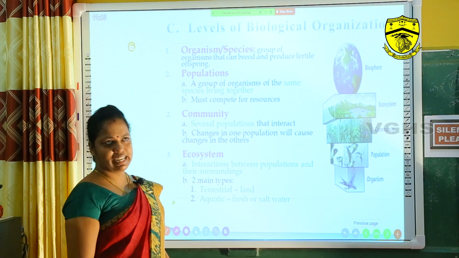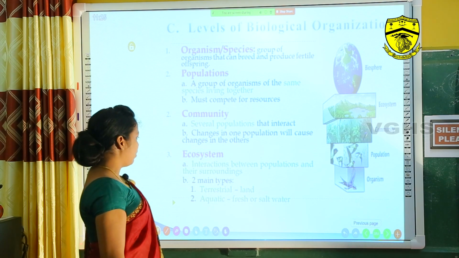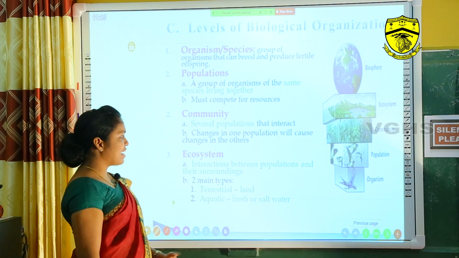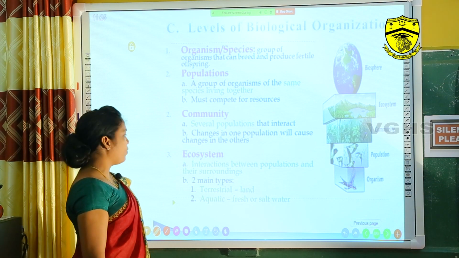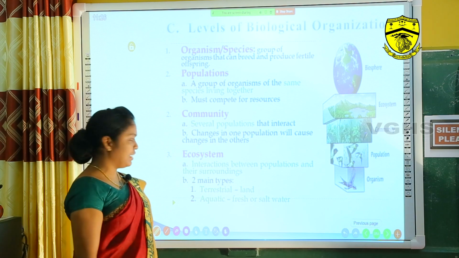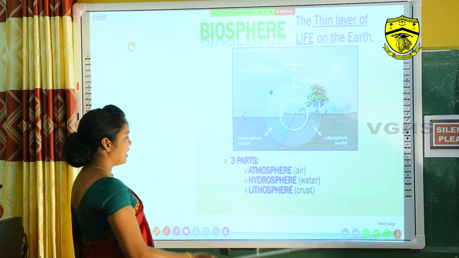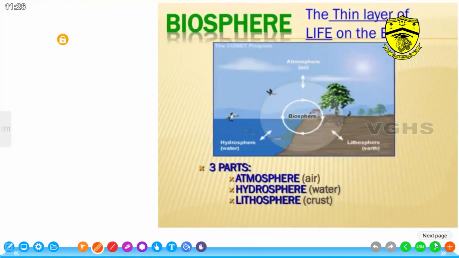We already know that a lot of ecosystems are present in our surroundings. The interactions between populations and their surroundings are majorly of two types, terrestrial and aquatic. The terrestrial one is the forest, and aquatic is the oceans or sea. And this is the biosphere.